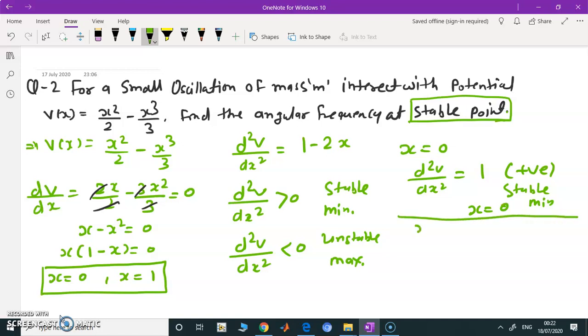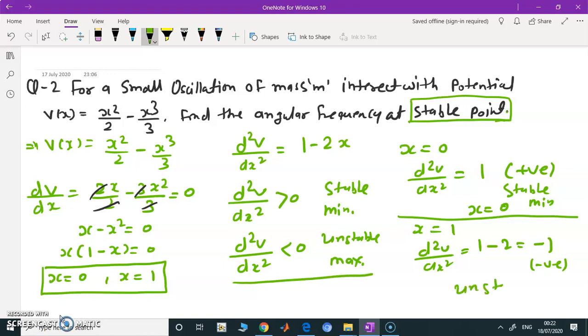Now let's put x is equal to 1. If I put x is equal to 1, the double derivative of the potential will be 1 minus 2. This will be minus 1. So this is negative, right? It is less than 0. So this point will be unstable and maximum.